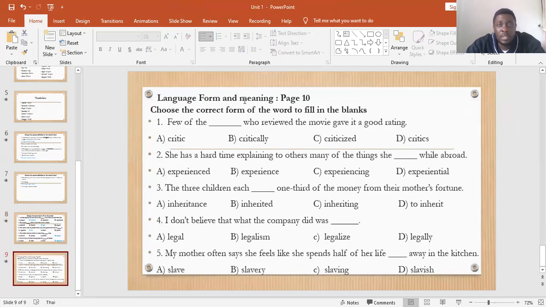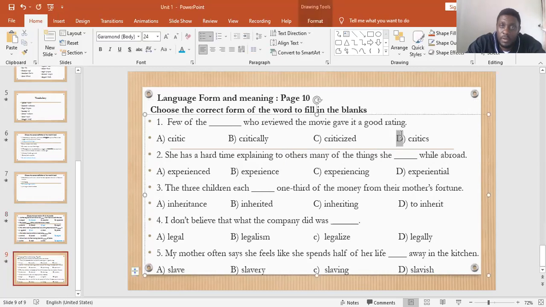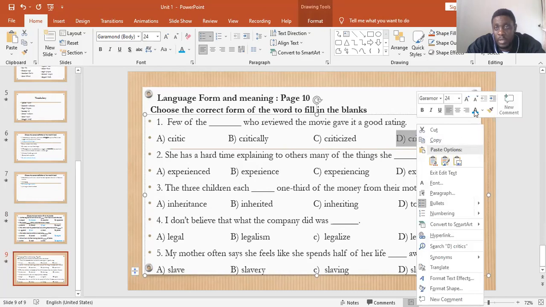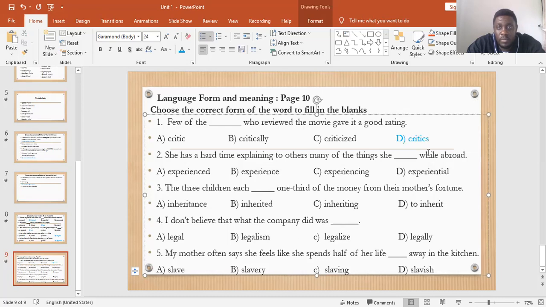Okay, next section, this is on page 10. Choose the correct form of the word to fill in the blanks. Number one: few of the who reviewed the movie gave it a good rating. Few of the critics who reviewed the movie gave it a good rating. These are people who reviewed the movie.